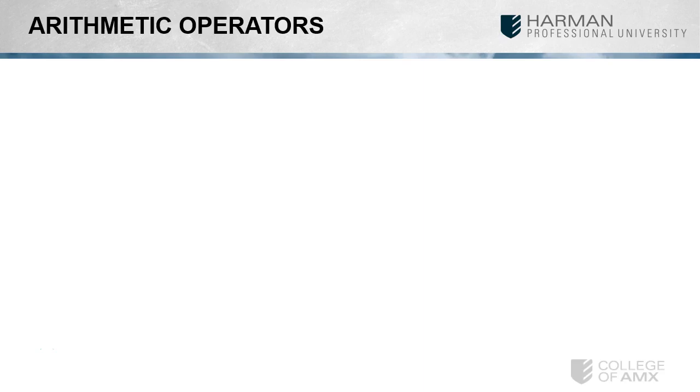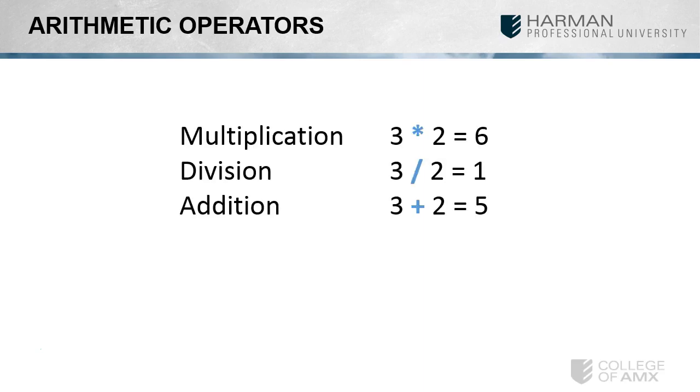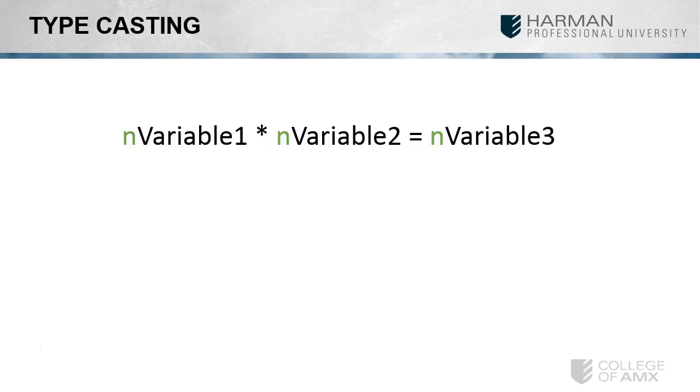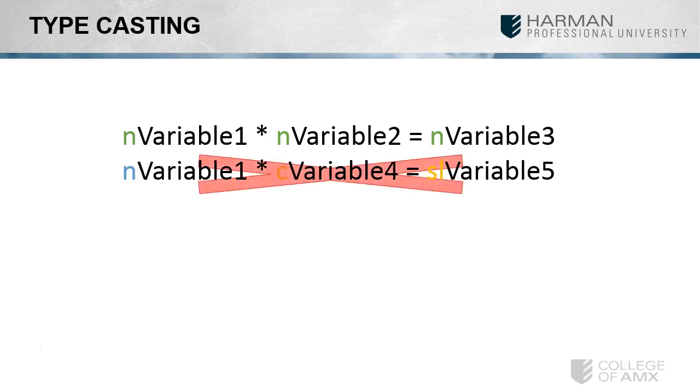Arithmetic operators are the standard arithmetic functions of multiplication, division, addition, and subtraction. There is a fifth arithmetic operator called modulo. Modulo is the remainder of a division calculation. When working with arithmetic operators, a programmer needs to ensure that all variable value types are the same in their calculation. The value types that may be used are integers, longs, signed longs, floats, and doubles.